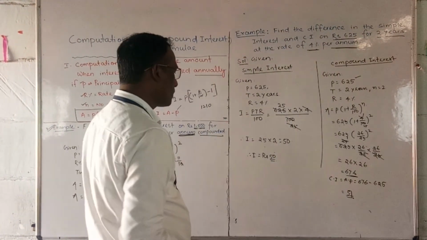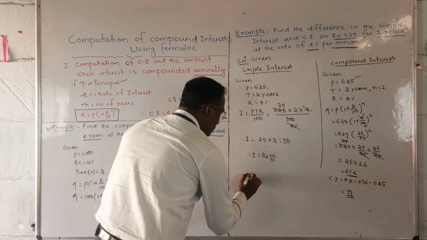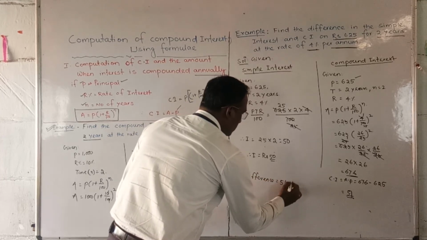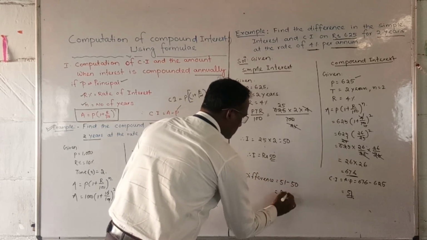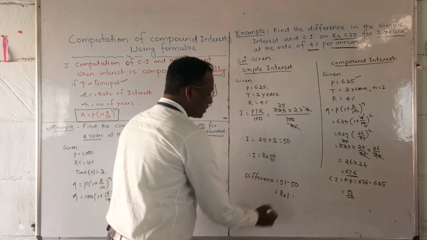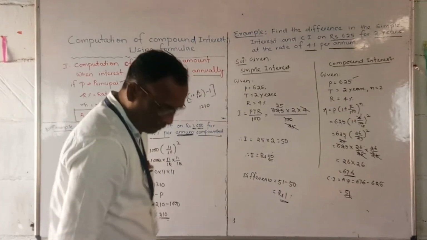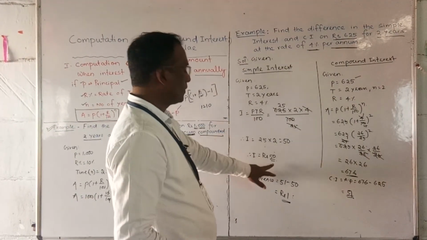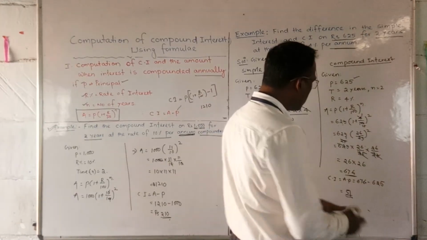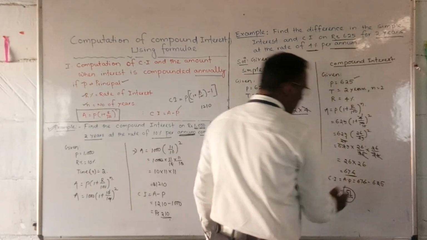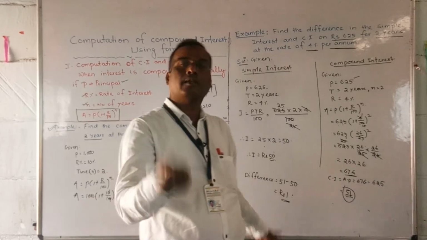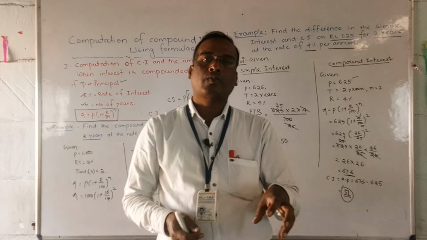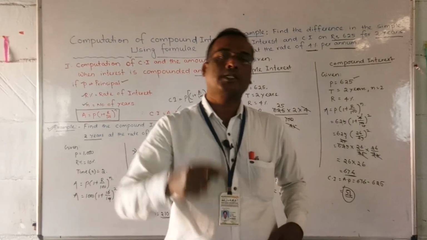So the difference is equal to 51 minus 50 is equal to 1 rupee. It is the difference. Okay students, this is our answer. Are you clear students? So see students, whenever we are finding simple interest, we got 50 rupees. Whenever we are finding the compound interest, we are getting how much? 51 rupees interest. That means 1 rupee is more. Compulsory, what did I say students? Whenever we are finding simple interest and compound interest, compulsory compound interest is greater than the simple interest.